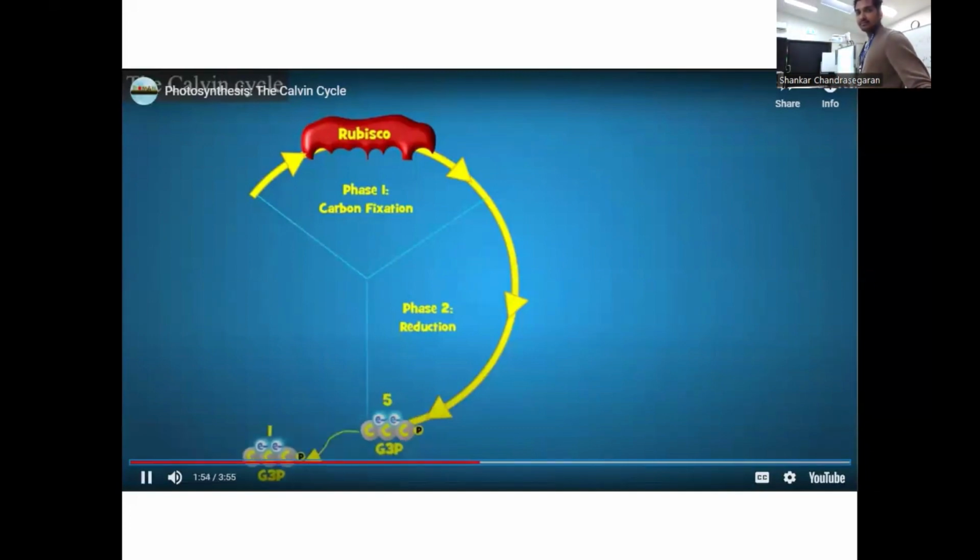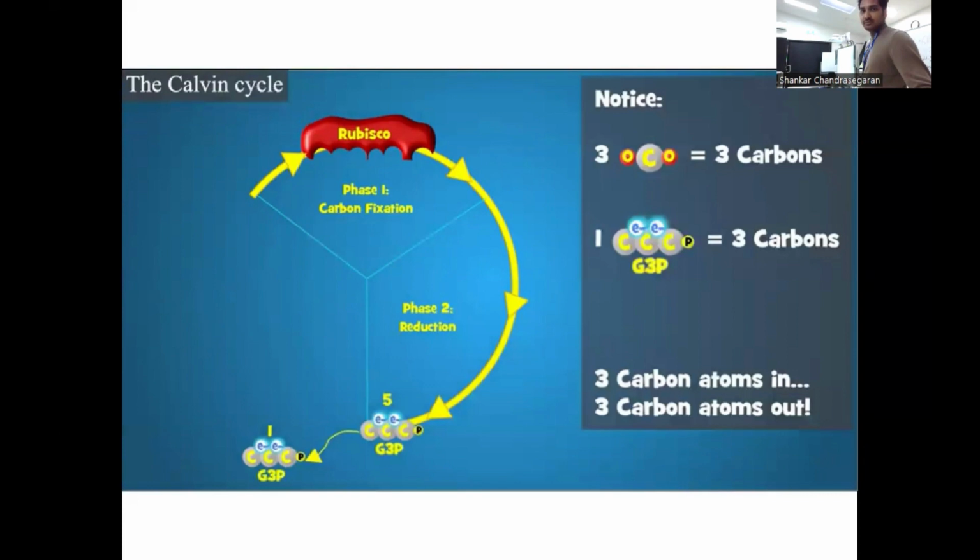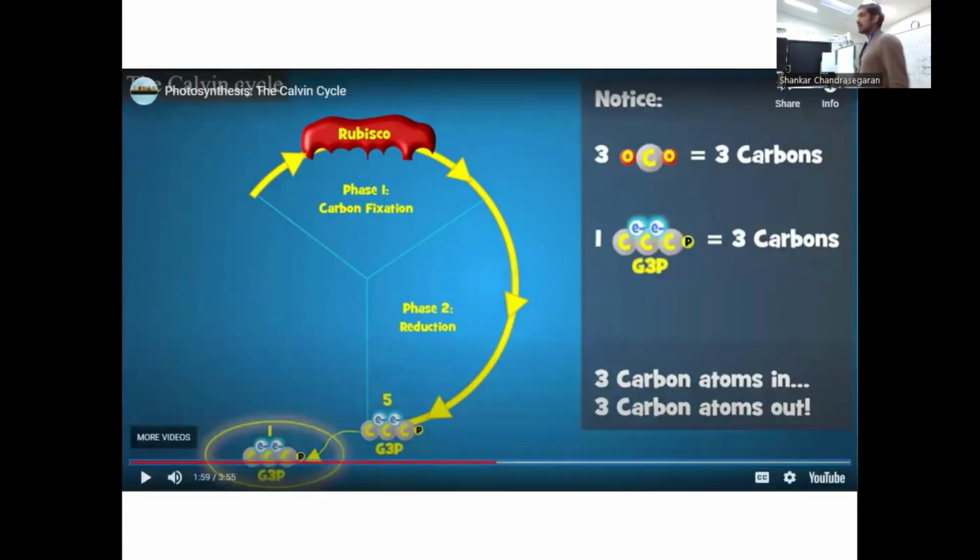Notice that for every 3 molecules of CO2 brought into the Calvin cycle, there's a net gain of 1 G3P. So essentially, for every 3 carbons that come in, only 1 G3P can be made because 1 G3P has 3 carbons, right? So how many carbon dioxide atoms do you think will be required if you want to make 6 G3Ps?